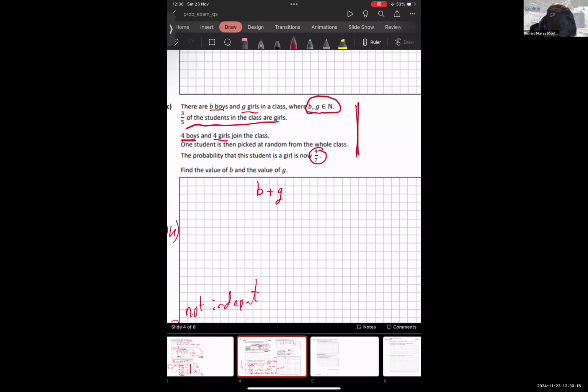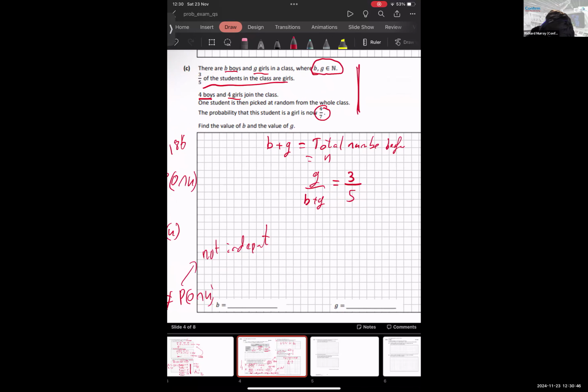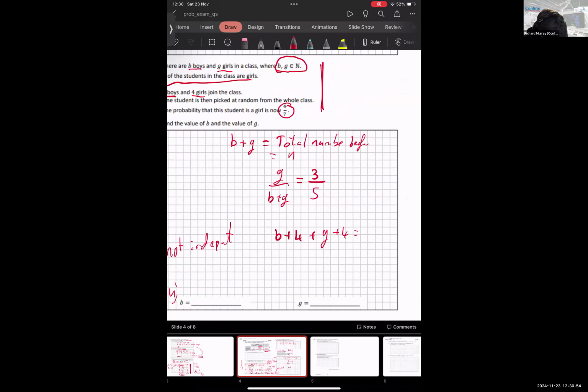So we see that B plus G is equal to the total number before. So I'll call this N. So we see that G over B plus G is equal to 3 over 5. We then see that B plus 4 plus G plus 4 is equal to the new total.